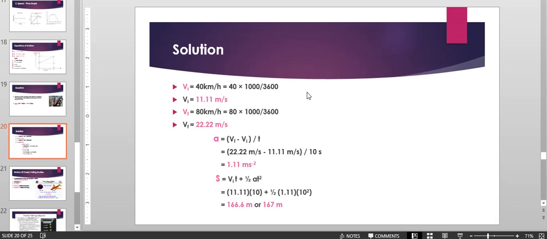So now let's find the solution of this problem. Here we are given the initial velocity as 40 km per hour, which we have to convert to meter per second. So this is the conversion, 1000 divided by 3600, and then the answer will be multiplied with 40 and we'll get 11.11 meter per second. The final velocity is 80 km per hour, and here is the conversion of it, 1000 divided by 3600, and the answer will be multiplied with 80, and then we'll get the final velocity is 22.22 meter per second.